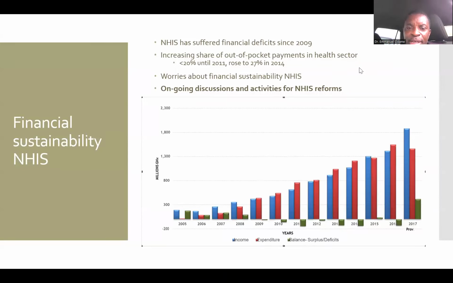As I'm speaking to you now, there are increasing worries about financial sustainability of the scheme and there are ongoing calls for reforms. So this work was to feed into that conversation on the ongoing calls for reforms and to drive a reform that will be more evidence-based to inform decision makers on how best we should go around it. Next.